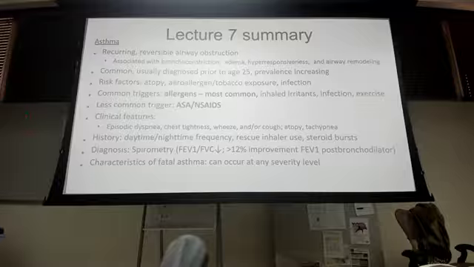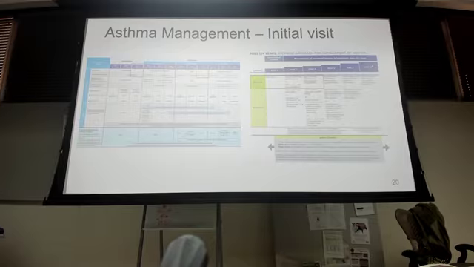Characteristic, fatal asthma can occur at any severity level. So they could be intermittent, mild, moderate, or severe. They can still die from this. Again, you're going to have that chart on the left on the test, but you will not have the one on the right. So all we're looking at is ages 12 and above. Go up here, and then we determine our symptoms. This is the initial visit, and it's going to determine.